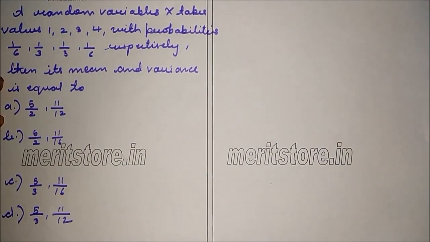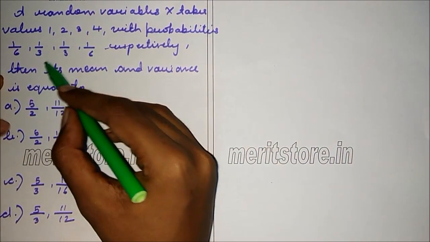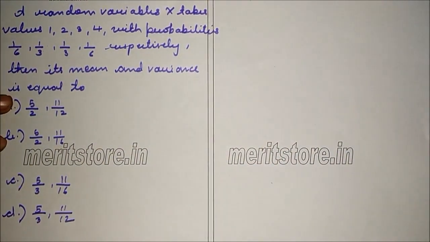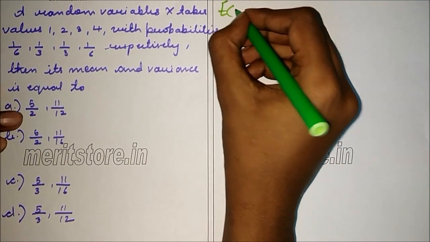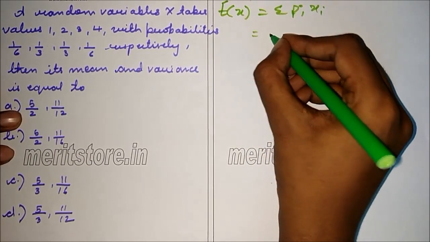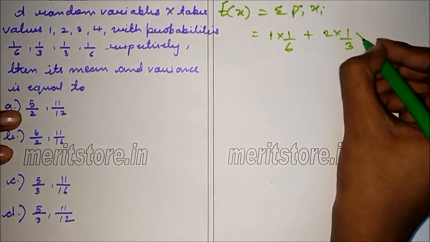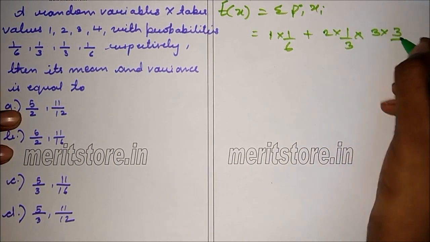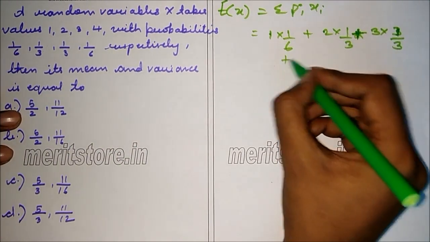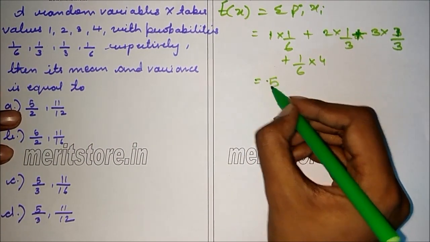The random variable takes values 1, 2, 3, 4 with probabilities 1 by 6, 1 by 3, 1 by 3 and 1 by 6 respectively. Then the mean and variance are: mean is given by E of x, which is equal to summation of pi xi. So this is equal to 1 into 1 by 6 plus 2 into 1 by 3 plus 3 into 1 by 3 plus 1 by 6 into 4. So E of x is 5 by 2.